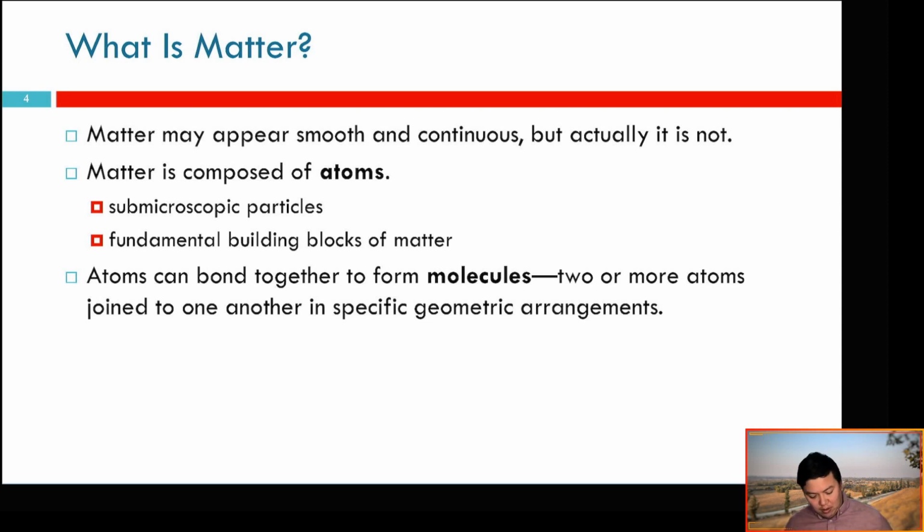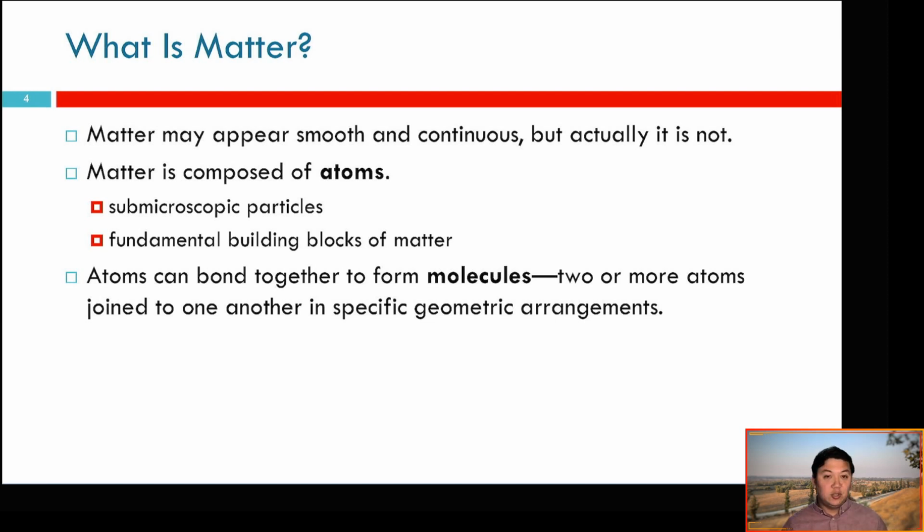So what is matter? Matter may appear smooth and continuous, but actually it is not. Matter is composed of atoms. Atoms, and we talked about this a little bit, are submicroscopic particles. So even with a high power optical microscope, you cannot see atoms. You need to shoot electron beams at atoms and look at the reflections of those electron beams to pick up where the atoms actually are. We'll see a picture here in a second. And these are the fundamental building blocks of matter.